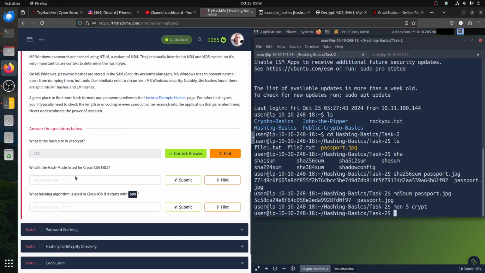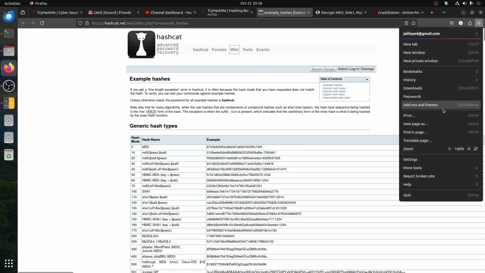What's the hash mode listed for Cisco ASA MD5? Let's search now in these things. Let's zoom in.